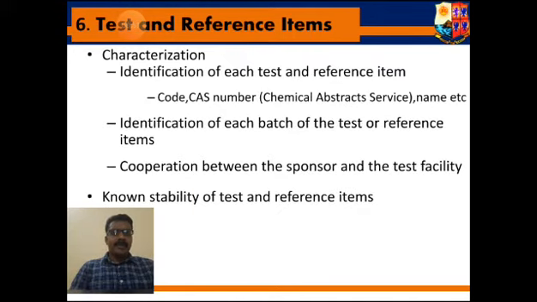So coming to the characterization of test and reference items. So identification of each test and reference item, like code numbers, then CAS, Chemical Abstract Service number, name, etc. Then identification of each batch of the test or reference items, like batch number, purity, composition, concentration, etc. Then cooperation between the sponsor and test facility, verification of identity of the test items.